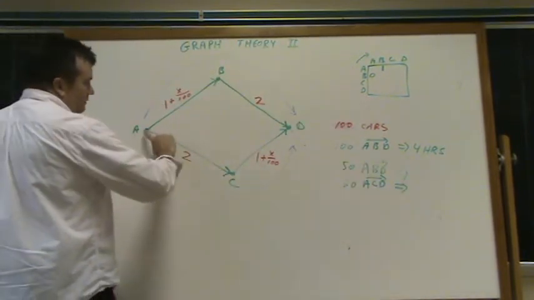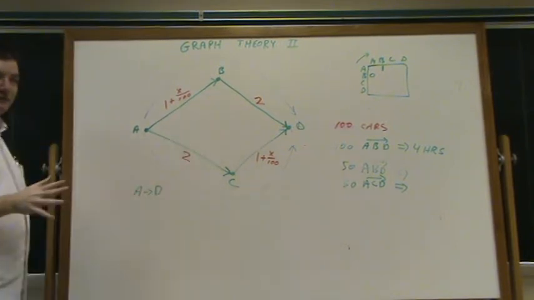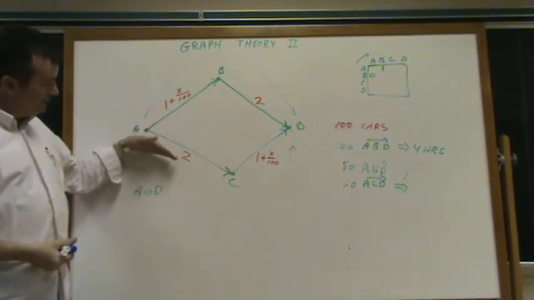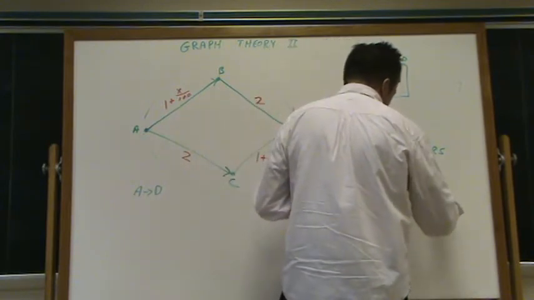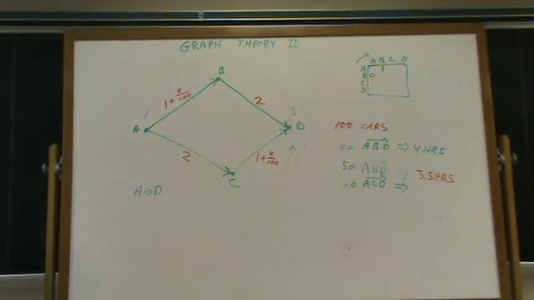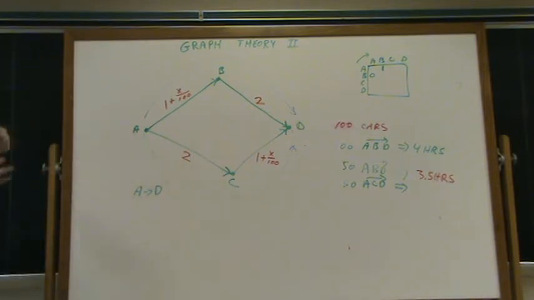To go from A, B, D would be 1 plus a half plus 2, 3.5. Each car would take 3.5 hours. And going this way would also be 3.5. So this would end up being 3.5 hours. Now if you were entering the system and you knew it was 3.5 each way, is there any way you could make it better? Could they ever do anything better than 3.5?